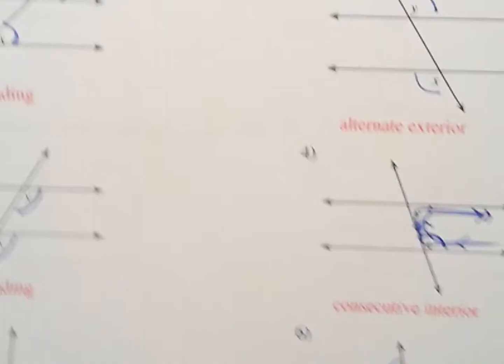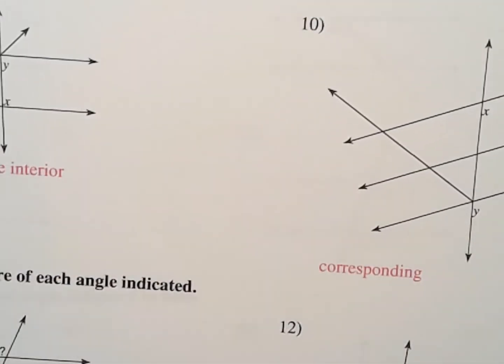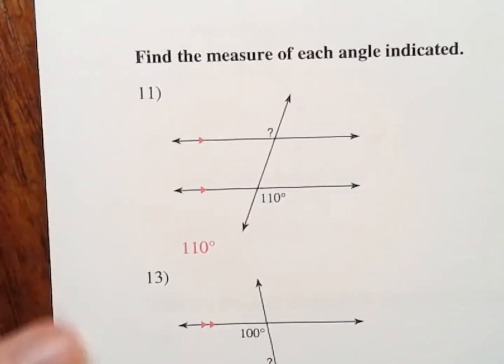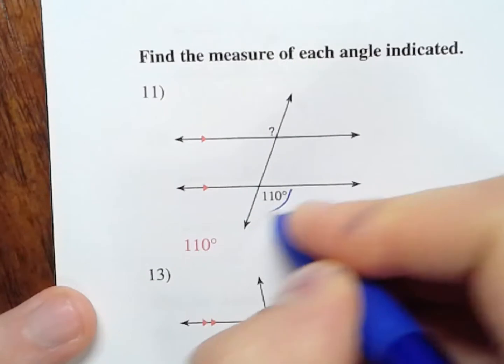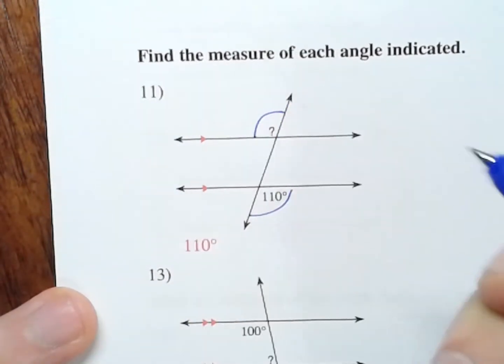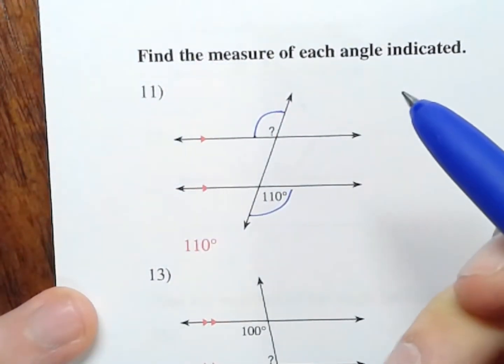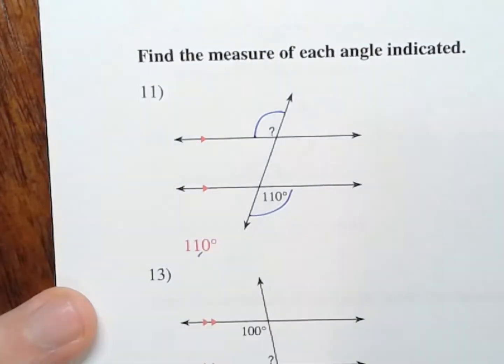Okay. So let's do something a little bit more involved with all of this. Let's do something that takes a little bit more thinking. Find the measure of each angle indicated. Well, this is 110. This is the question mark, but those are alternate exterior, so it's also going to be 110.